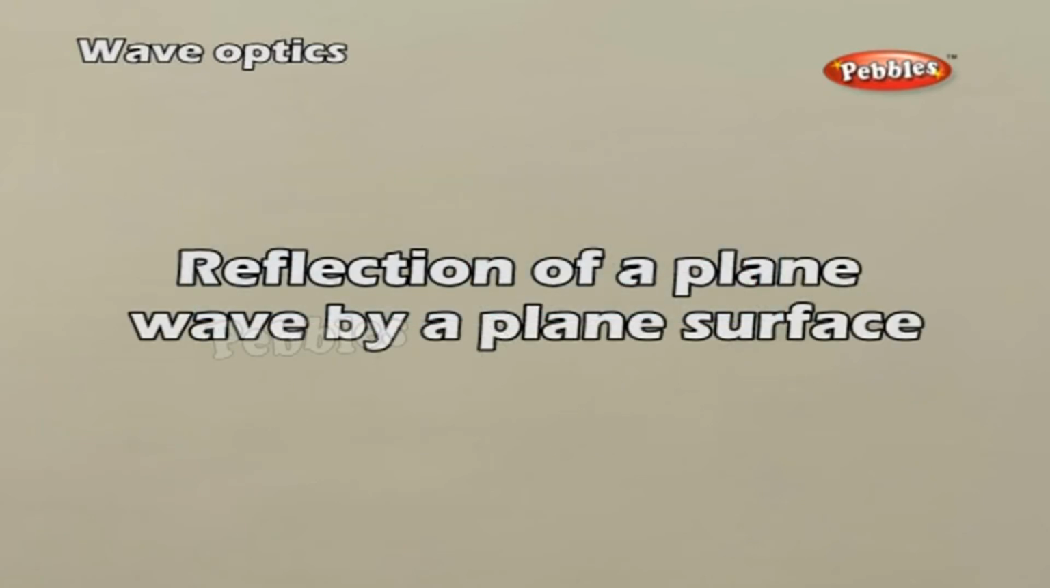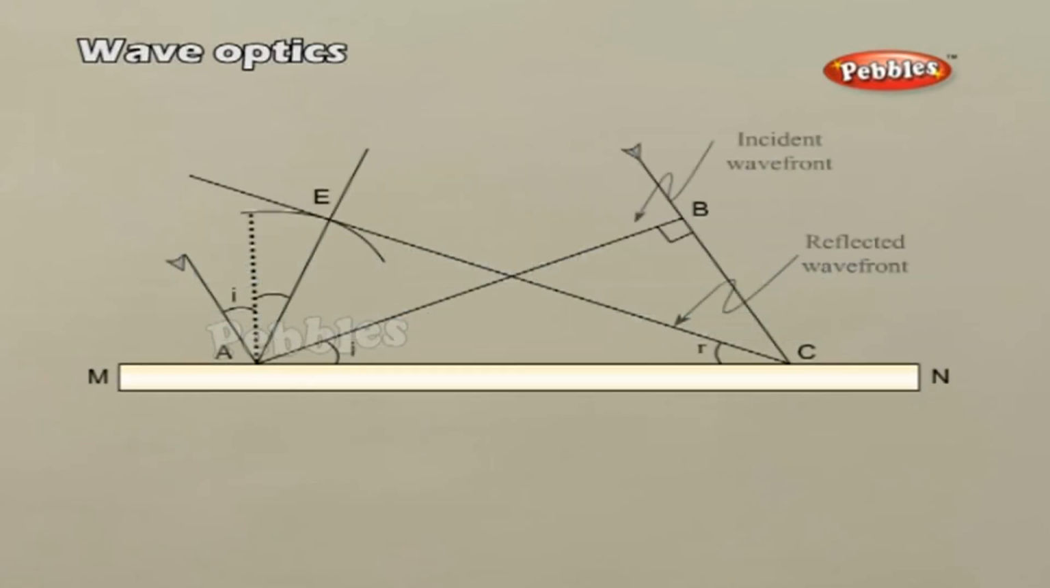Reflection of a plane wave by a plane surface. Let us consider a plane wave AB incident at an angle I on a reflecting surface MN. If v represents the speed of the wave and if tau represents the time taken by the wavefront to advance from the point B to C, then the distance BC equals v tau. If we now consider the triangles EAC and BAC, we notice that they are congruent and hence the angles I and R would be equal. This is the law of reflection.